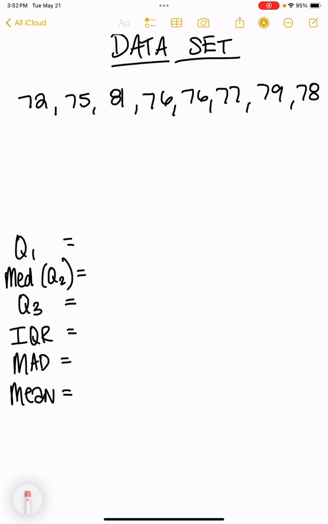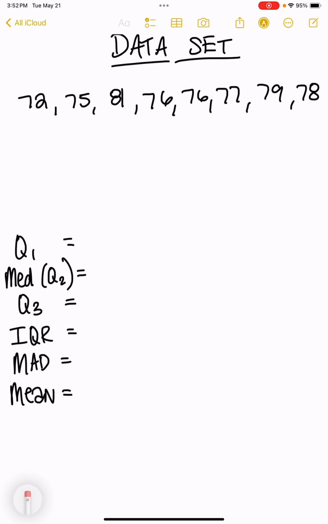So we are going to go over some new information today. Every day prior to this, we have been looking at just finding the Q1, the median, and the Q3, but now we are learning some other components of this, the mean absolute deviation and the interquartile range, and also just finding the mean as well.